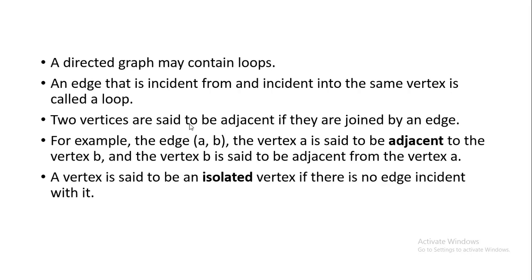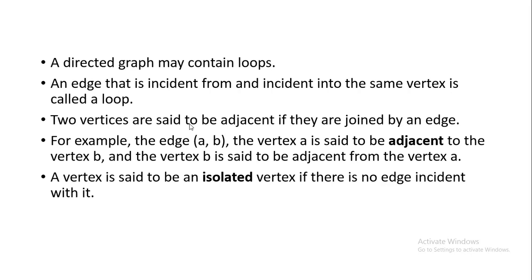A directed graph may contain loops. An edge that is incident from and incident into the same vertex is called a loop. Two vertices are said to be adjacent if they are joined by an edge.